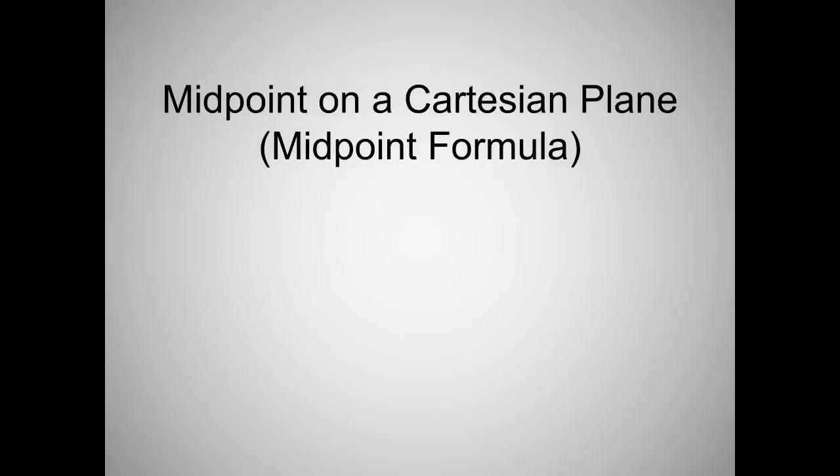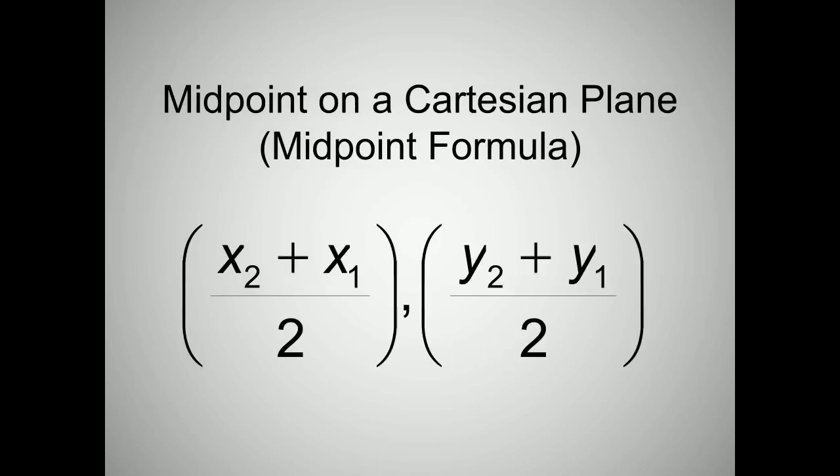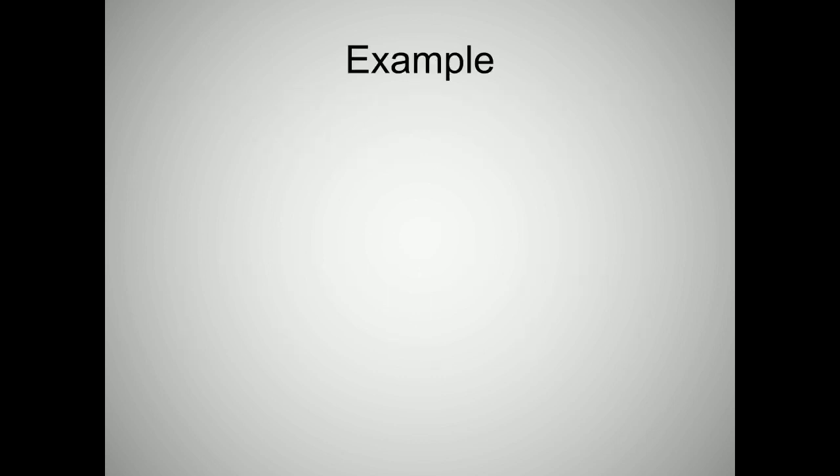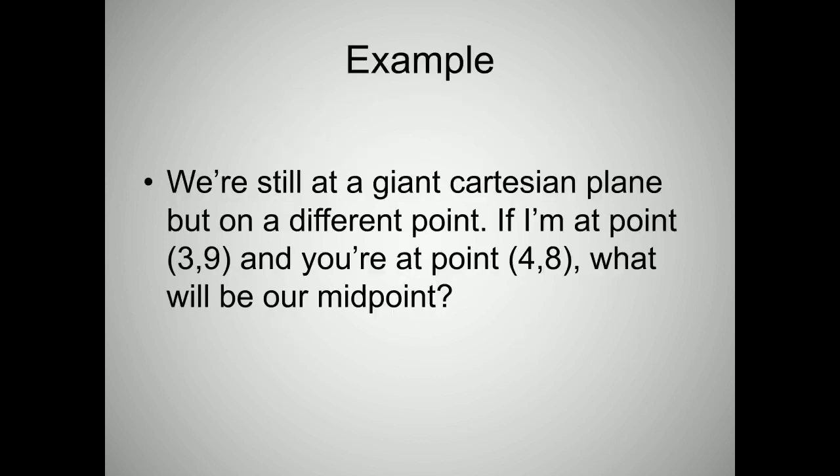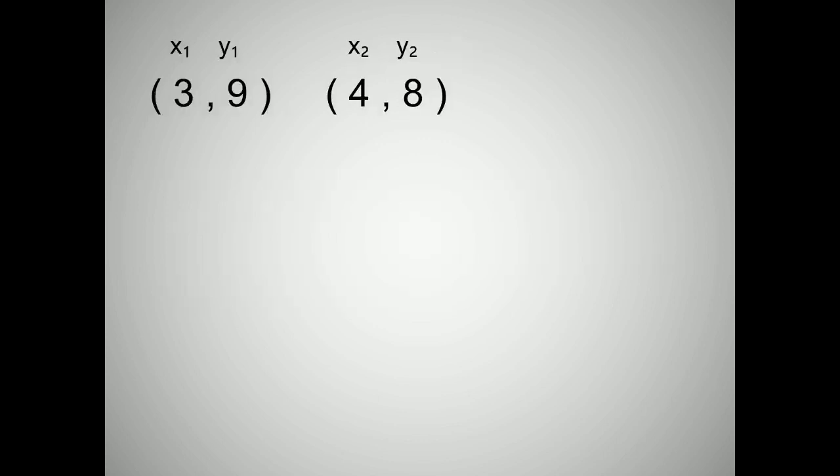Midpoint on a Cartesian plane. The formula is x sub 2 plus x sub 1 over 2 and y sub 2 plus y sub 1 over 2. Example, we're still at a giant Cartesian plane, but on a different point. If I'm at point 3, 9 and you're at point 4, 8, what will be our midpoint? Point 3, 9 would be x sub 1 and y sub 1, while point 4, 8 would be x sub 2 and y sub 2.